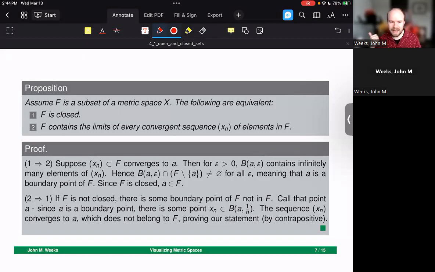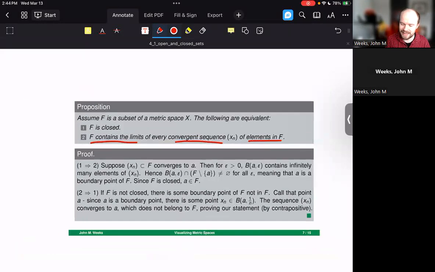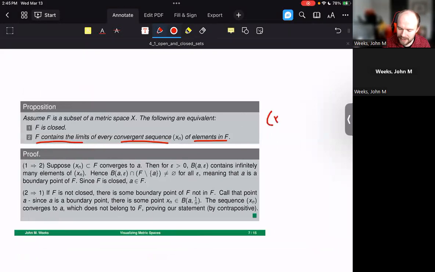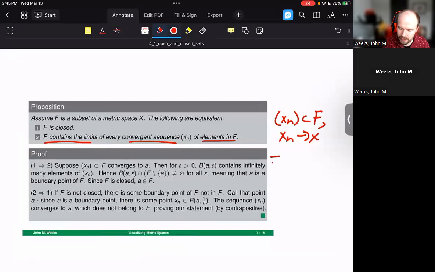The first statement is F is closed, and the second statement is F contains the limits of every convergent sequence of elements inside of F. This second part, to break it down, is to say that if you have a convergent sequence that consists of elements inside of F, and it converges to a particular point X, then X is going to be inside of that set F as well. So if X sub n is a subset of F, and X sub n converges to X, then this implies that X is also inside of F.